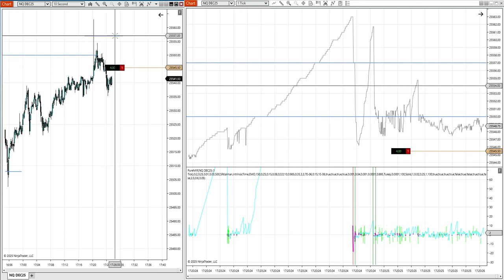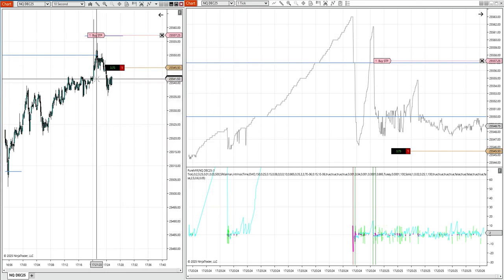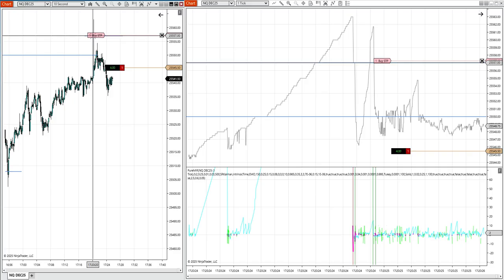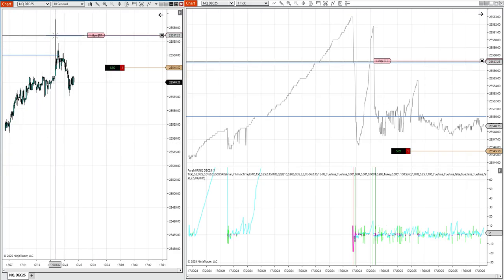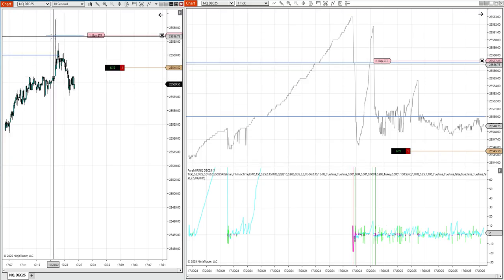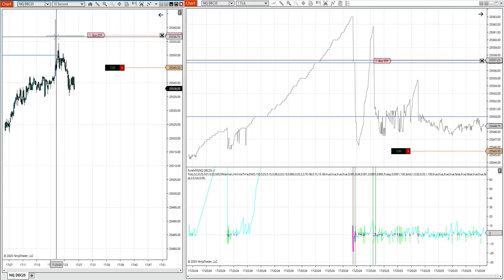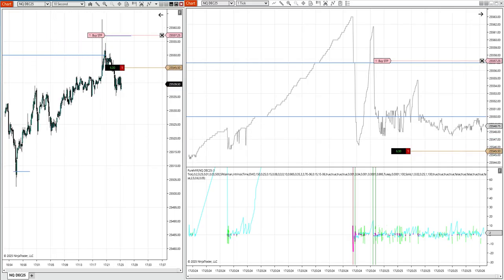But obviously my entry wasn't that great. If it was an automated entry from there, it would have been a much sharper move out of there. But we'll see how far this goes.